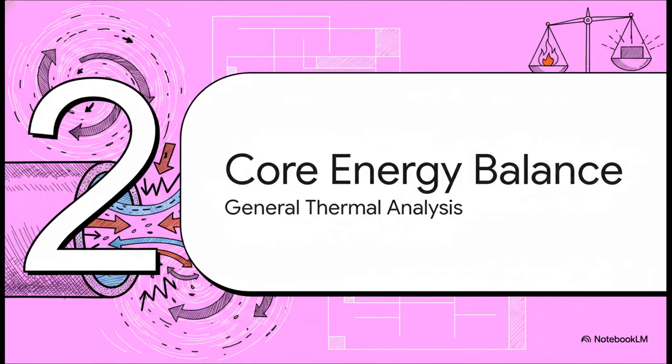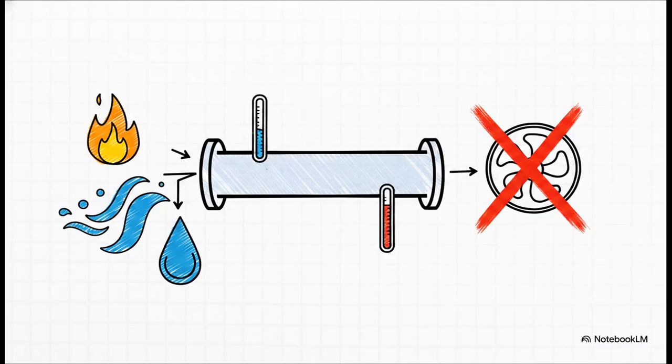Moving to Section 2, the core energy balance. Now, if you remember only one thing for this exam, please make it this universal truth of internal convection, the general energy equation. Before we even start worrying about what the pipe wall is doing, we have to respect this foundational balance. What's really interesting here is how straightforward the core math actually is once we break down the variables.